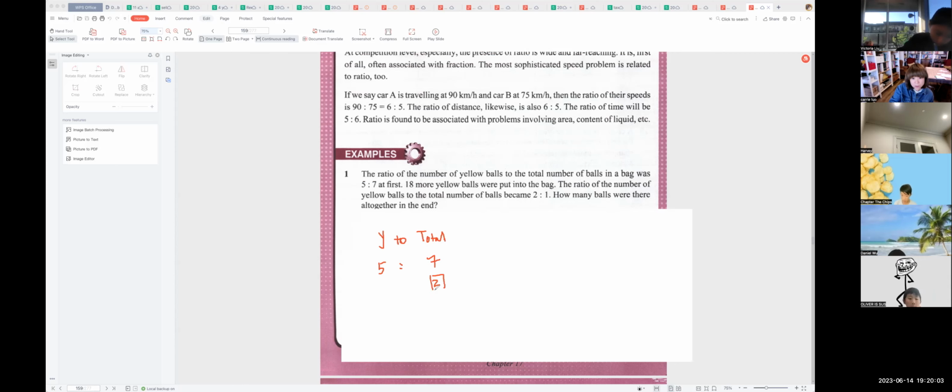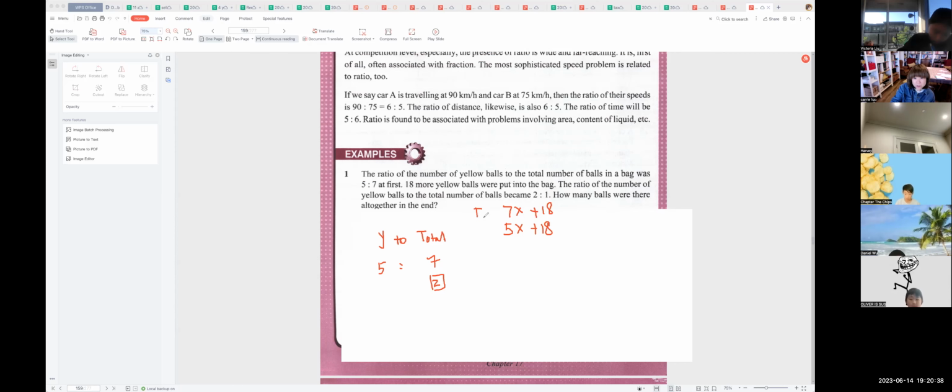Okay? So I don't know how many balls there are, but because the ratio is 5 to 7, the real number of yellow balls must be 5x, right? So the total balls should be 7x, correct? Okay, I know 18 balls have been added to the bag. The ratio of the number of yellow balls to the total balls became 2 to 1.